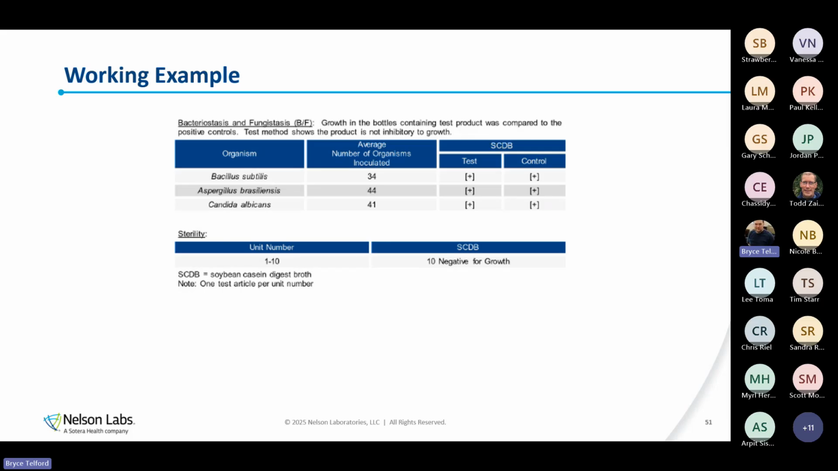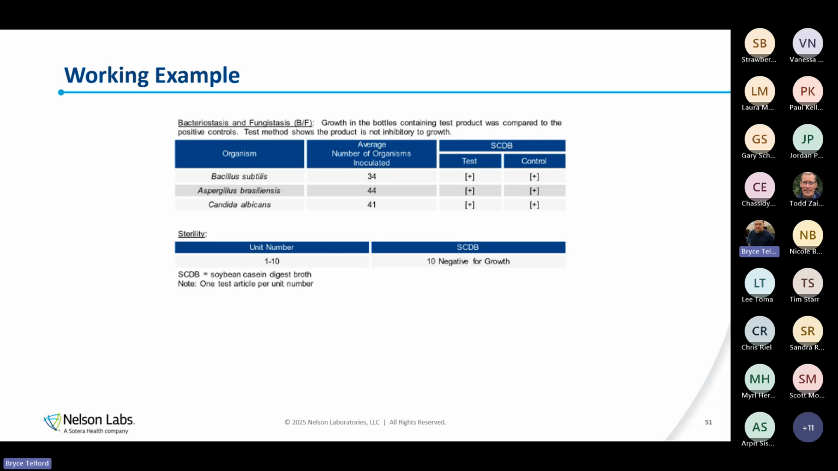So here's a working example, again, taking your data so that you can see what that looks like. We have our 3 challenge organisms: Bacillus, Aspergillus, and Candida, and we take a titer. We see what was the amount that we inoculated in. It's a requirement that that be under 100. So we're showing that yes, our titer was less than 100. We have our test, and positive means yes, it grew. Positive means the control grew. They're comparable. So this is great. This means we don't have inhibition.